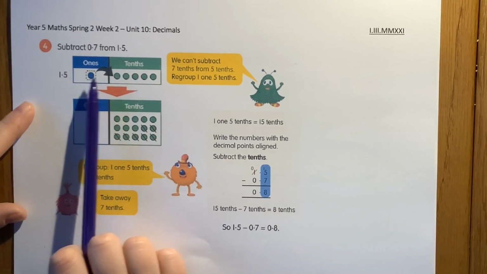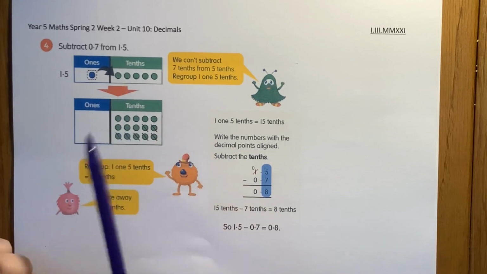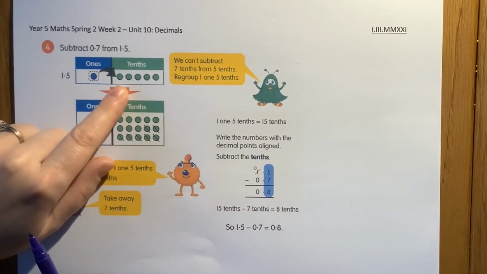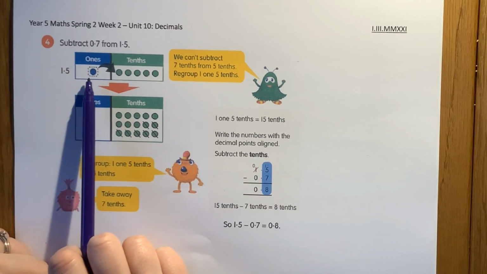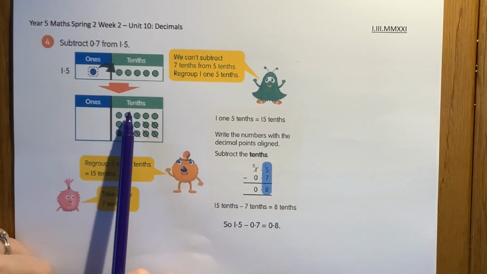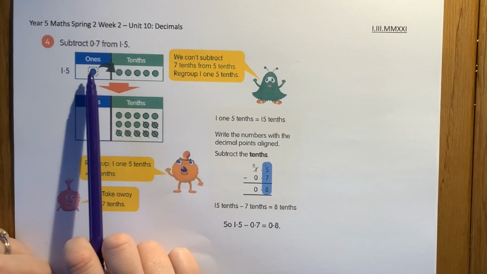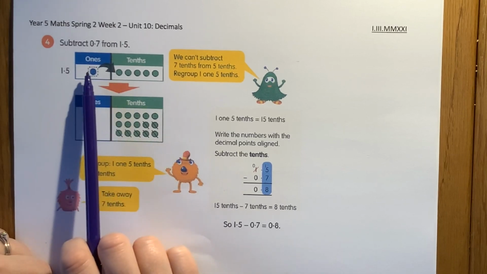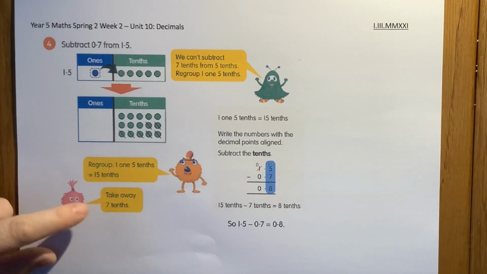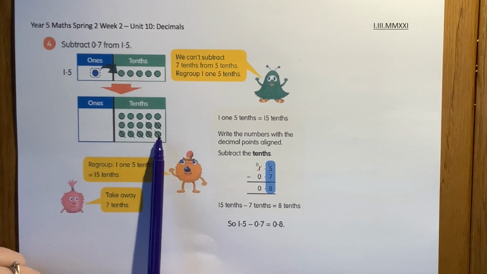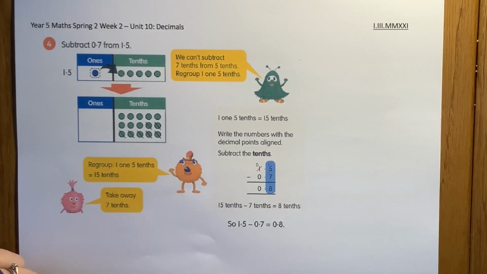So I've built my 1.5, and now I need to take away 7 tenths. I can't do that to start with, I haven't got enough. So what I need to do is regroup this 1 into 10 tenths. So 1 becomes 10 tenths. 1 and 5 tenths becomes 15 tenths, okay? Then we can take away 7 tenths quite easily, leaving us with 8 tenths.